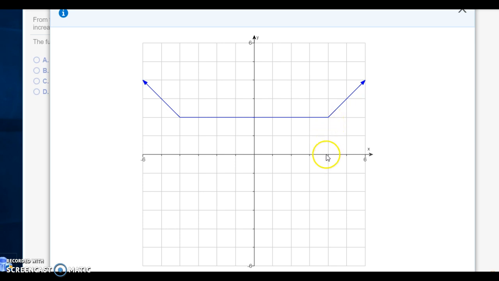All right, so if I come right here, we can see that this function starts going up from left to right here. What is the value of x where the function begins to increase? This value on the x-axis is a positive 4. So this function is increasing from positive 4 to positive infinity.